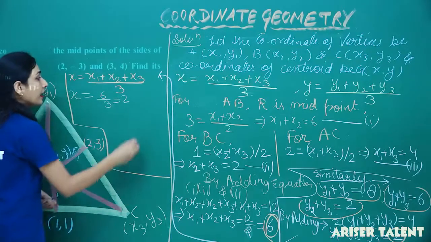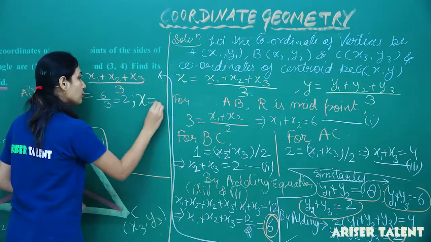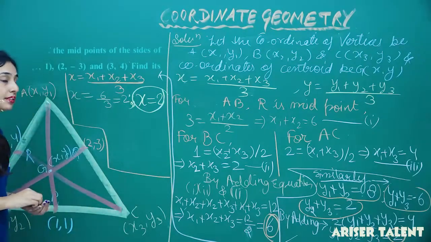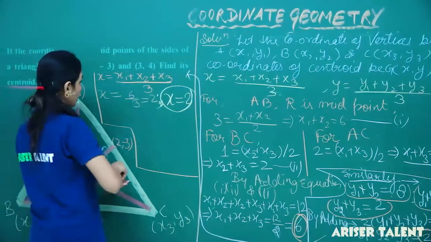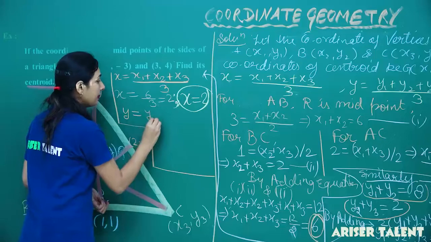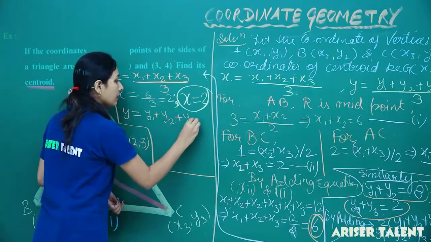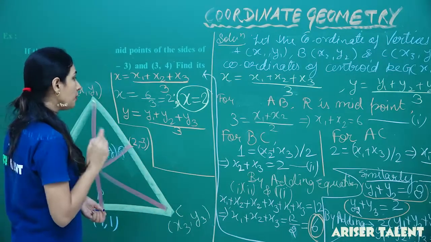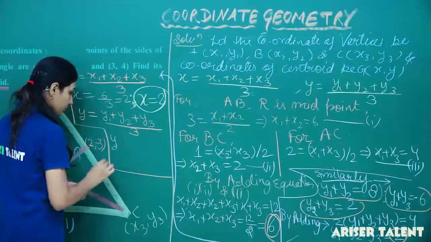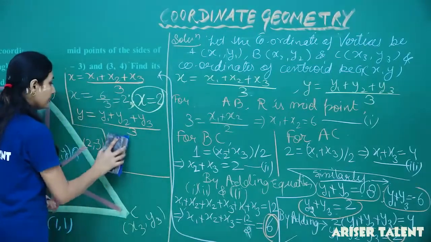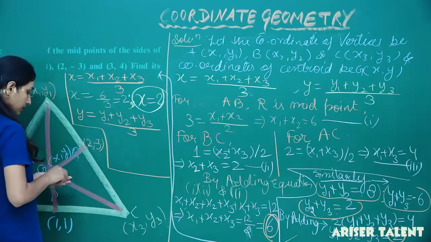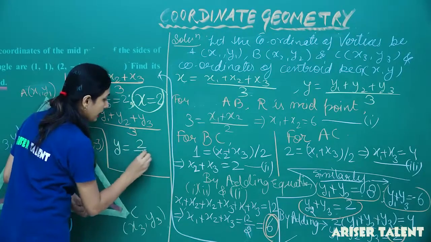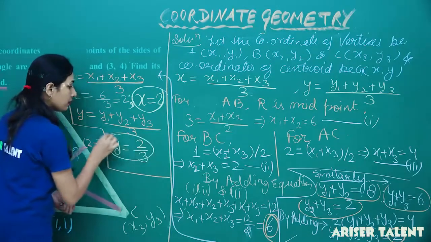That means x equals 2. That will be the abscissa. Now again y equals y1 plus y2 plus y3 by 3. Now y1 plus y2 plus y3 is what? 2. So y will be equal to, or I can directly write, that is 2 and that is 3. So 2 by 3, right?